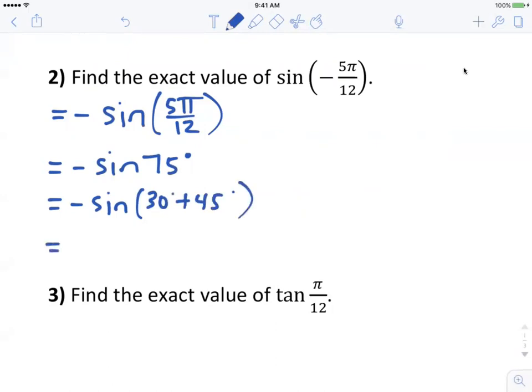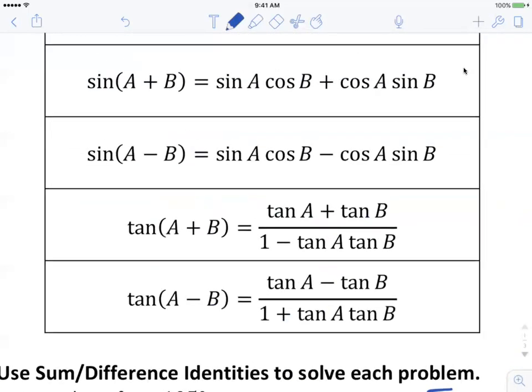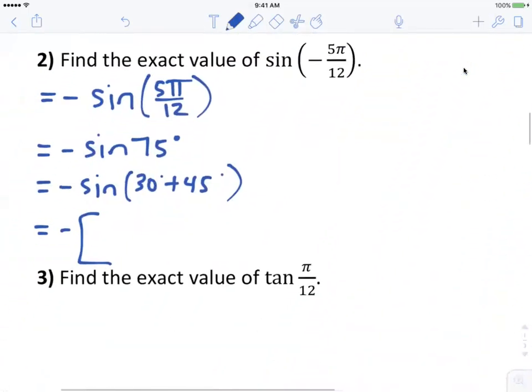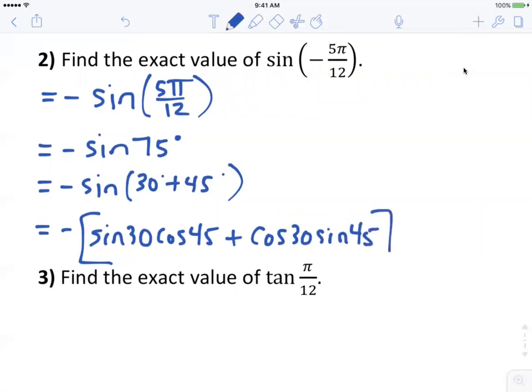And then now apply your identity. Just leave that negative out front. And let's see, sine of A plus B is this one, right? So notice the structure there: sine of the first angle, cosine of the second, and then it just switches, cosine of the first angle, sine of the second. So it's sine of the first angle, cosine of the second, it stays plus, and then cosine of the first angle, sine of the second.